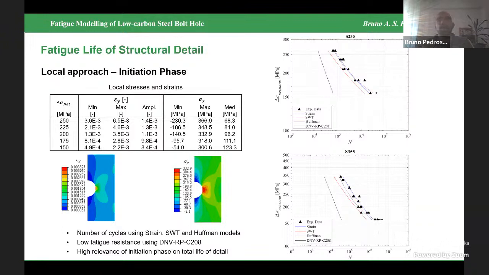On the right, you can see the comparison between predicted number of cycles and experimental results for both materials, showing that the crack initiation phase takes a significant part of the total life of the detail. The curve using DNV parameters is also presented, showing a low fatigue resistance.